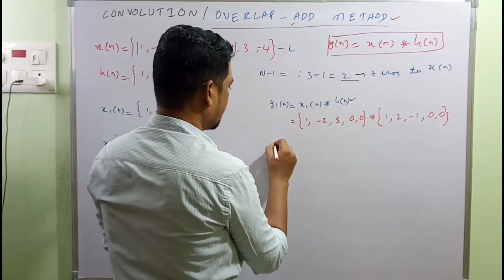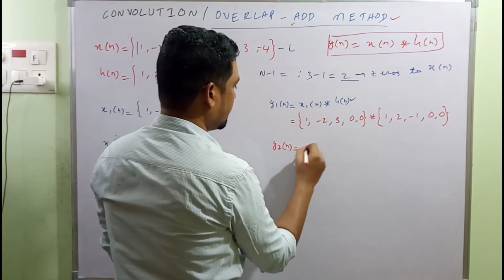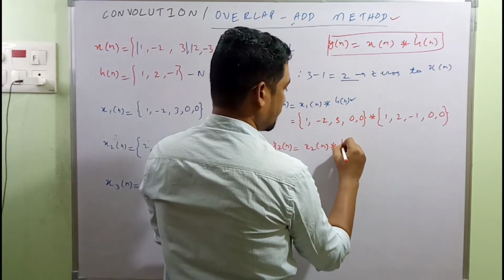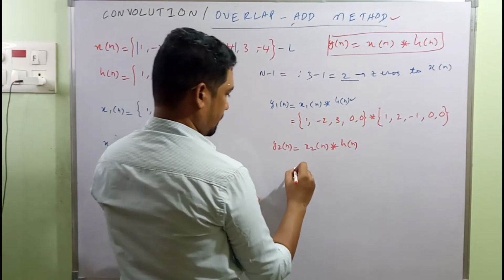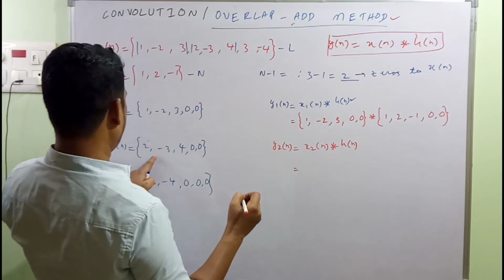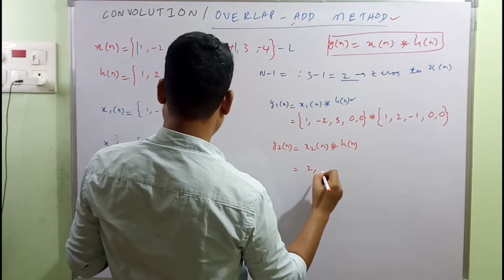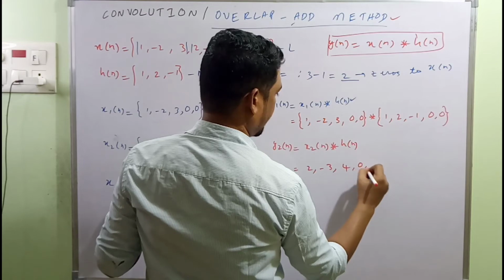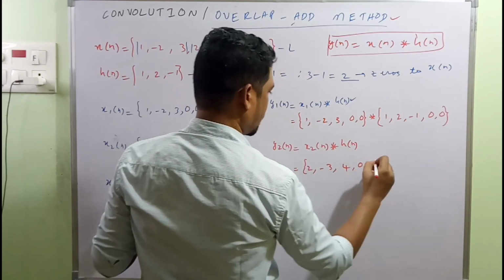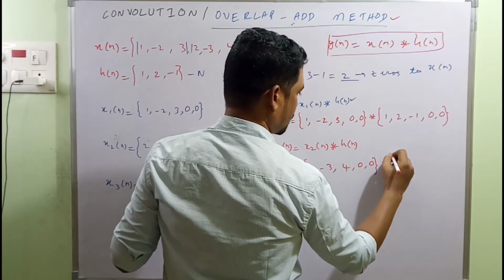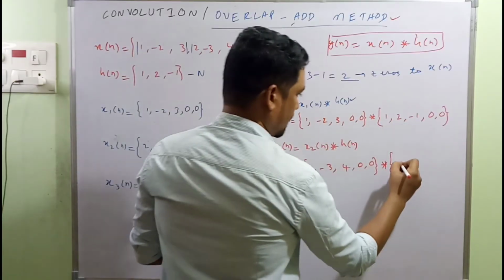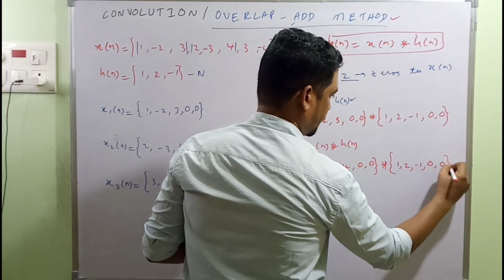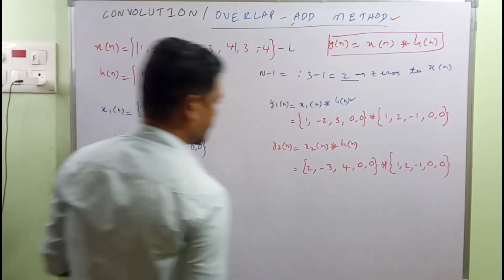And y2 of n will be equal to x2 of n convolution the same h of n. x2 of n is 2 comma minus 3 comma 4 comma 0 and 0. This is for x2 of n convolution the same h of n again, 1 comma 2 comma minus 1 comma 0 and 0. Making no mistake, 1, 2, minus 1 and 0. This is for y2 of n.